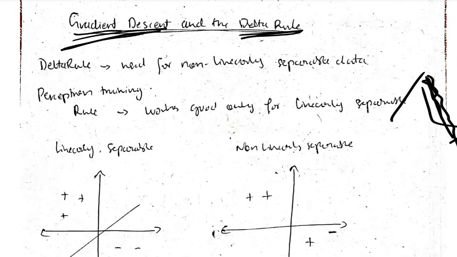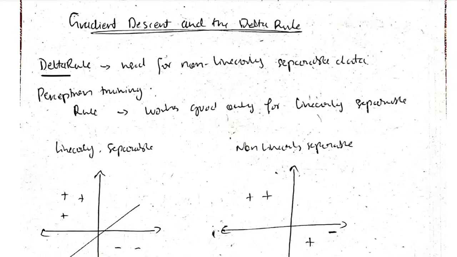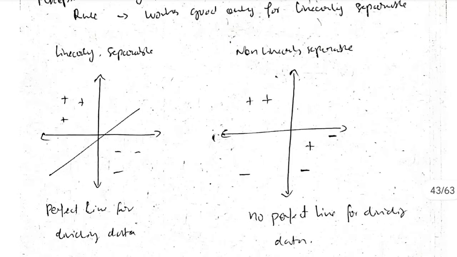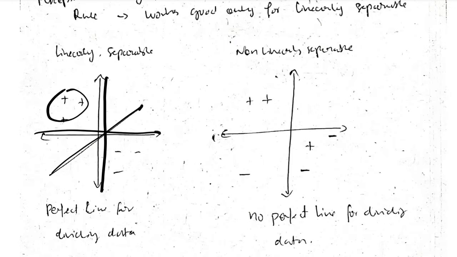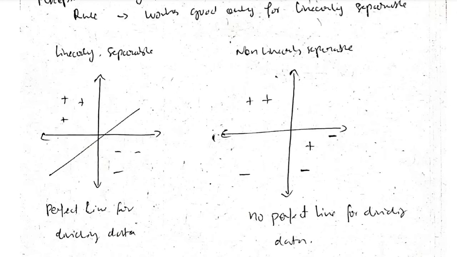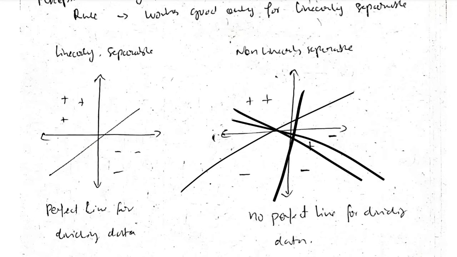For that we will be using a delta rule. What is a delta rule? It is used for non-linearly separable data. I just showed you what is non-linearly separable data. Linearly separable means from one line you can separate all the pluses together and the minuses together. But non-linear means if you draw one line anywhere like this, it's not separating all the pluses to one side and all the minuses to the other side, right?